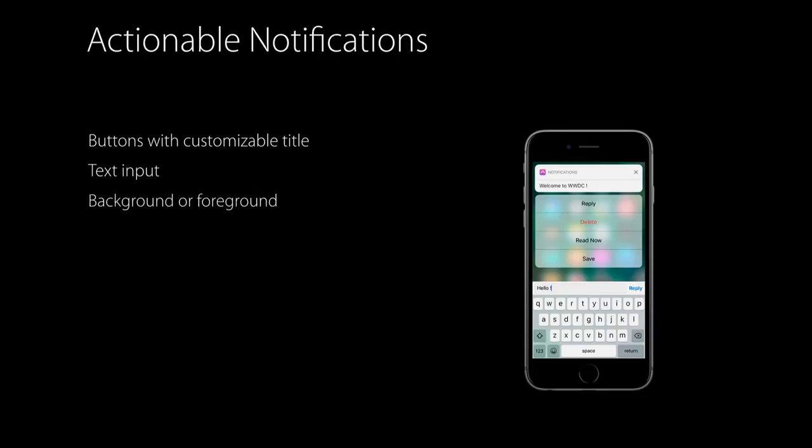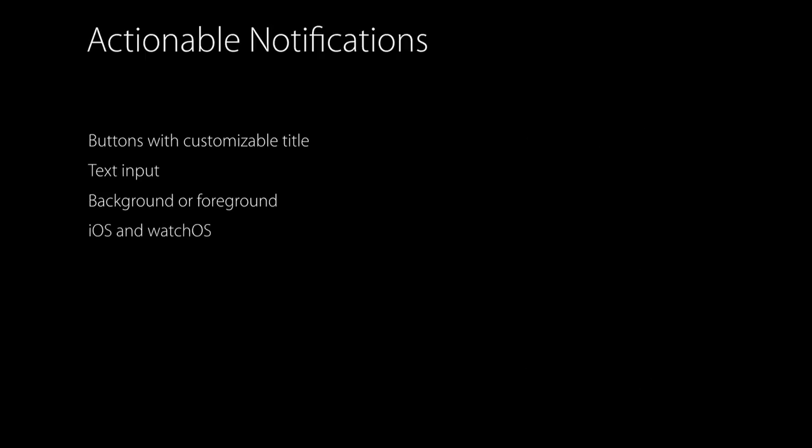And these custom actions can be either background or foreground. A background action will dismiss the notification and give you a short amount of time in the background to process that custom action that the user selected. On the other hand, a foreground action will dismiss the notification and launch your application in the foreground so that you can process that custom action. Now, these custom actions are available on both iOS and watchOS.